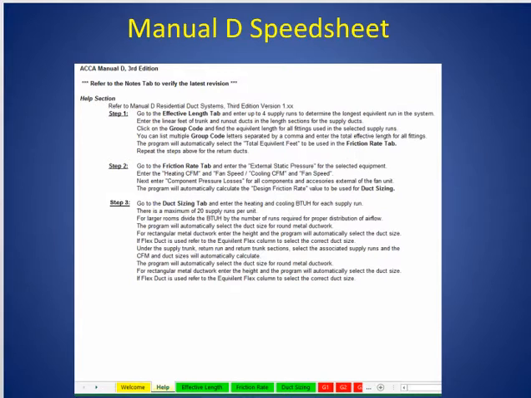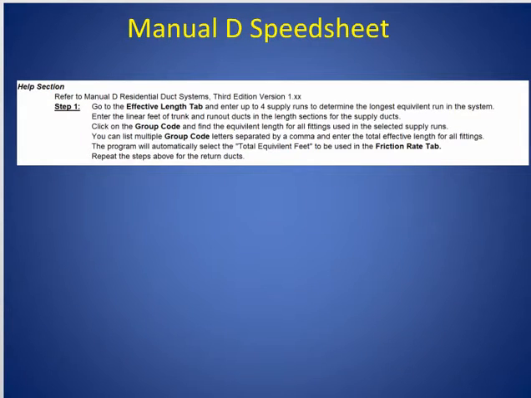When you click on the Help tab, this is what pops up, and we're going to look at the steps individually, but it's pretty much a 3-step system. 1, 2, 3. It's easy as 1, 2, 3.